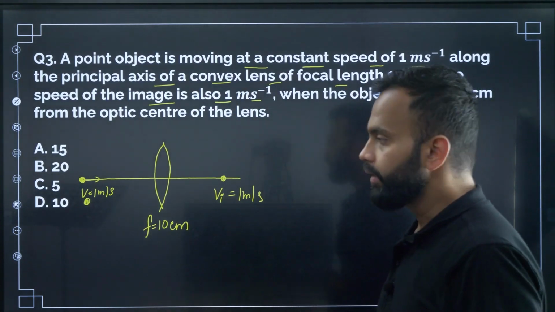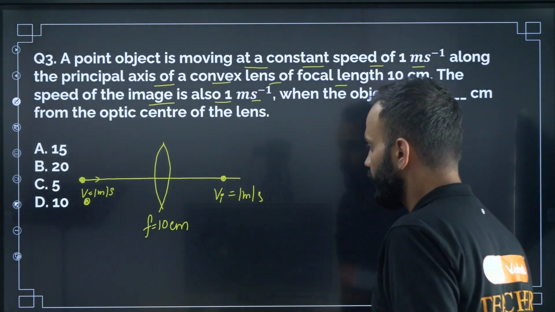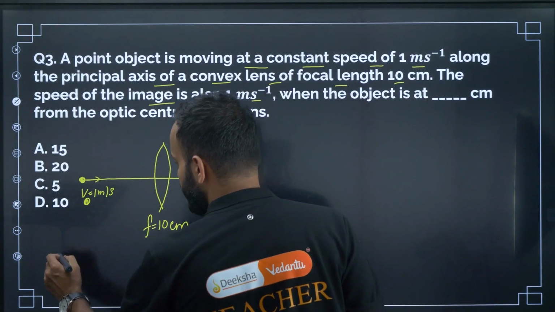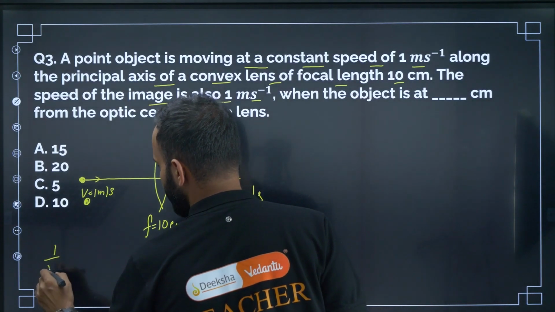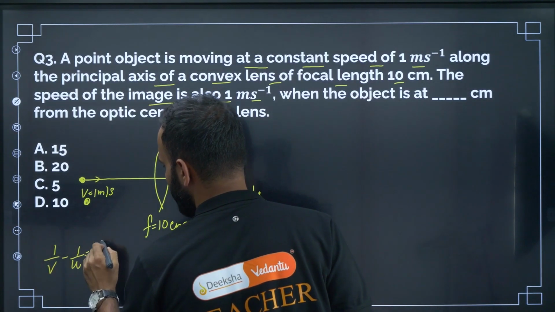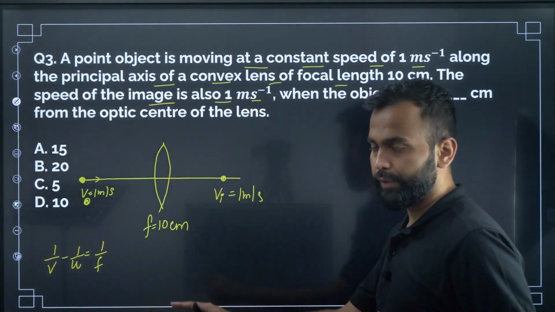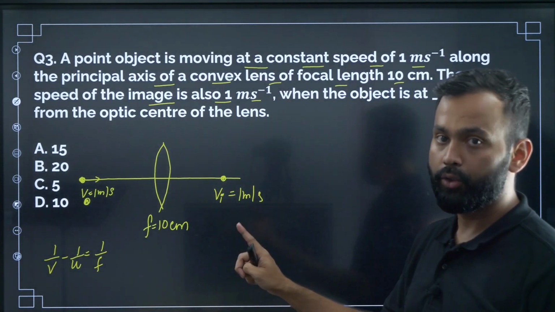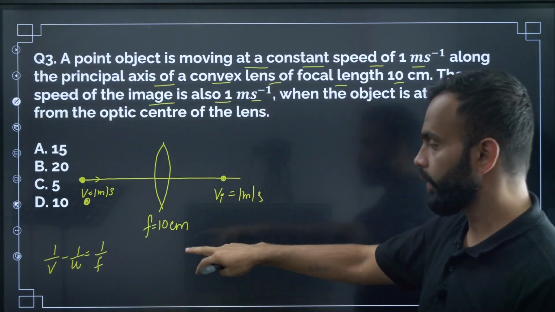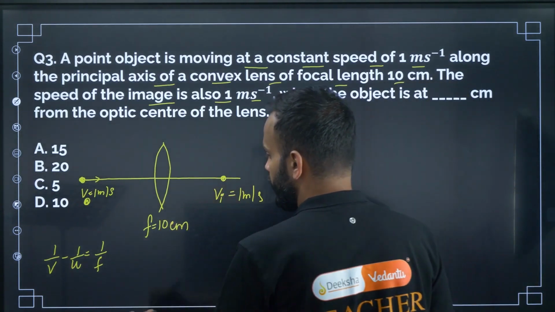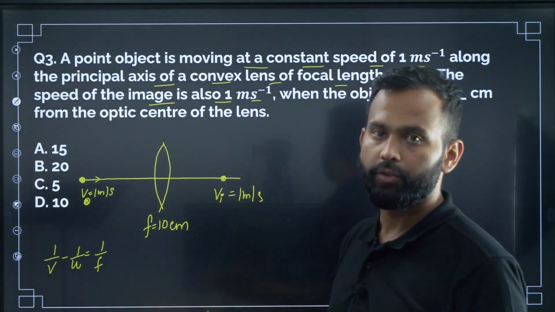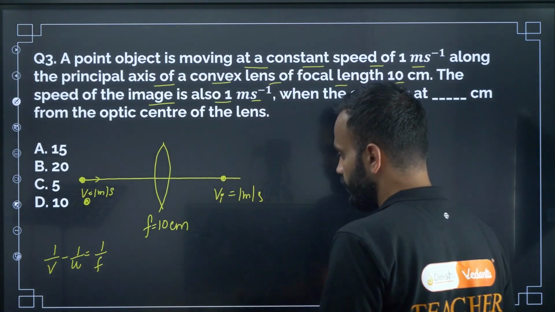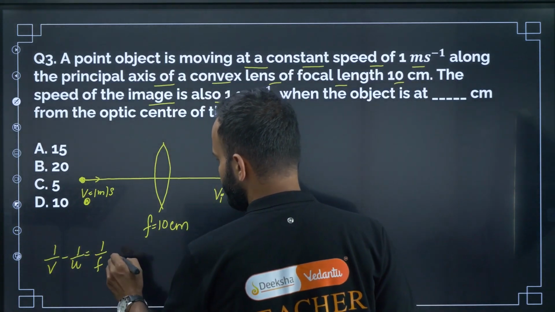When the object is at, okay, so here we know the lens formula: 1 divided by V minus 1 divided by U equal to 1 by F. Now differentiate both sides with respect to t. I am deriving this, so you should remember the final result, that is the relationship between the velocity of the object and the velocity of the image.